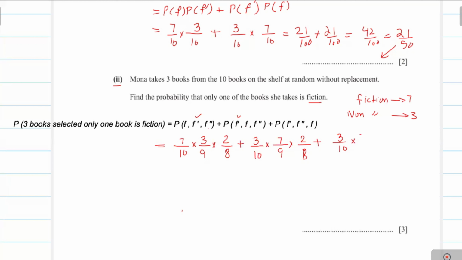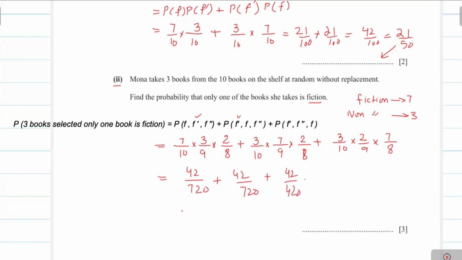Next will be 2 over 9 because the remaining non-fiction books will be 2 and the total books remaining 9. And next we have the third book selected as fiction. Therefore, the fiction books are 7 out of 8. We simplify it. Therefore, 6 times 7 is 42. 8 times 9 is 72. 72 times 10 is 720. Next is also 42 over 720. And next is 42 over 720.